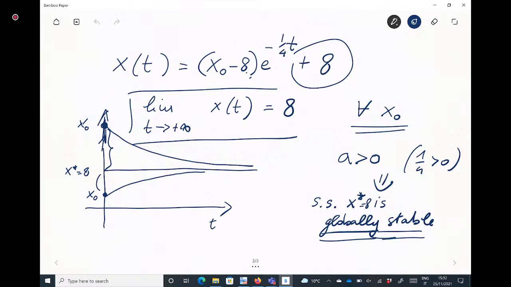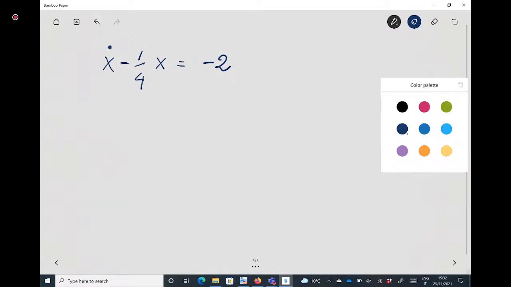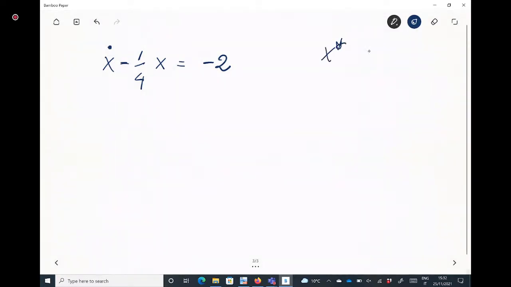So now look at this equation, x dot minus 1 over 4 x is equal to minus 2. Okay? The steady state is again given by minus 2 divided by minus 1/4. Okay? B over A. Which is again equal to 8.